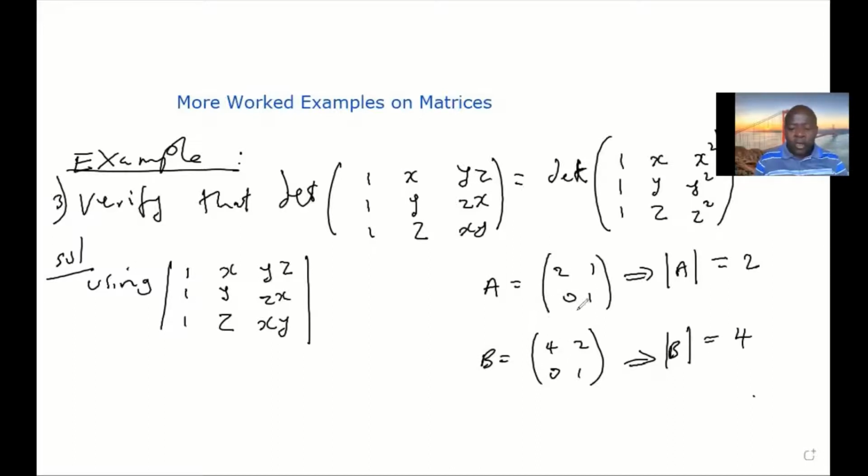So that means if I want to maintain the determinant after multiplying A by the constant 2, I must divide here by the constant I multiplied with. And that's what I want to do.